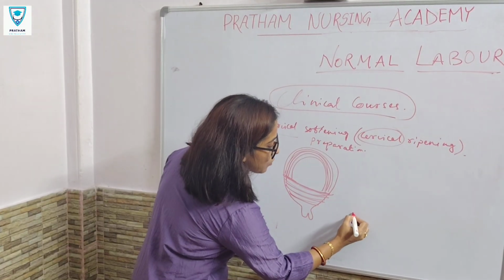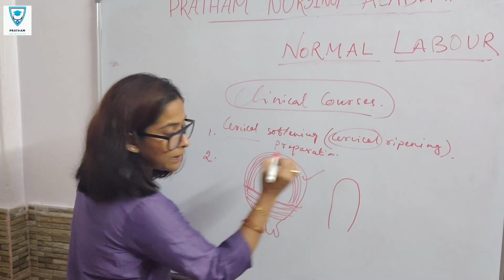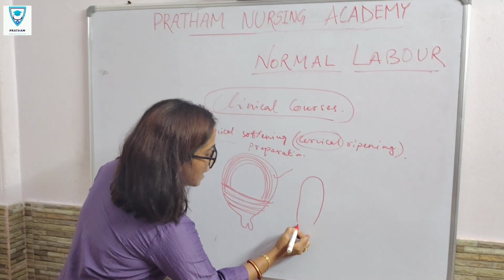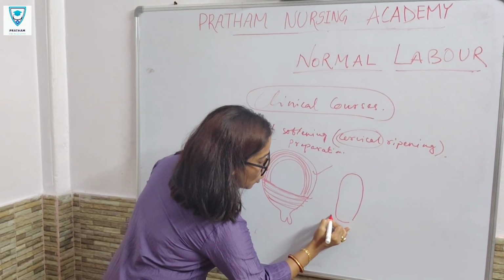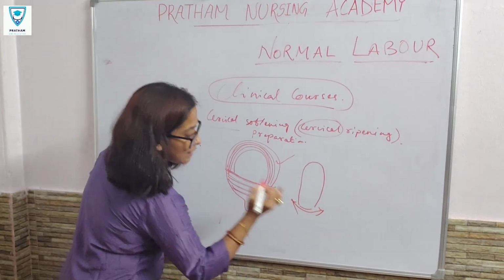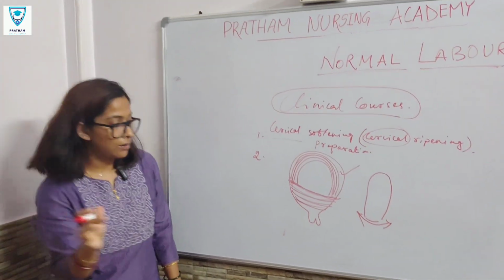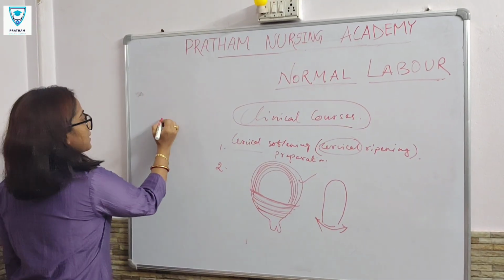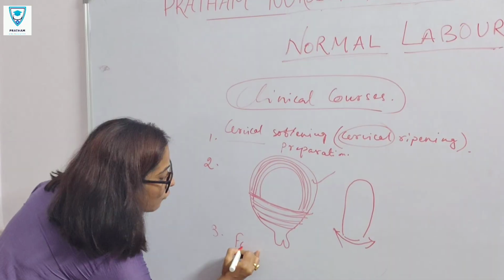So when contraction occurs, it acts like this: this is the contraction of the upper muscle fibers and this is the contraction of the lower muscle fibers. So as it contracts, the cervix will be dilated gradually. Okay? After that, number 3 is the formation of the bag of membranes.